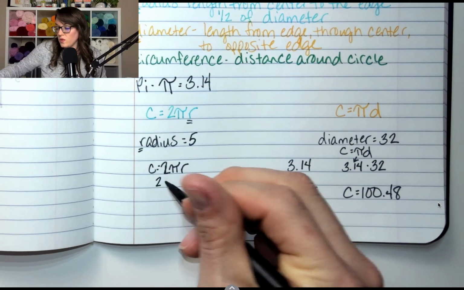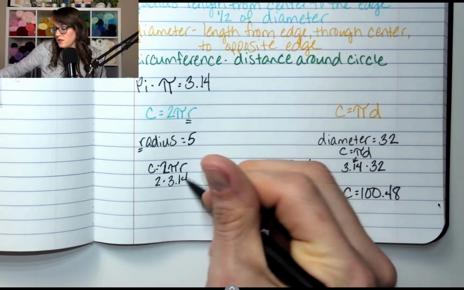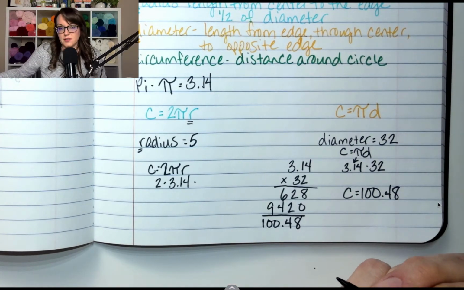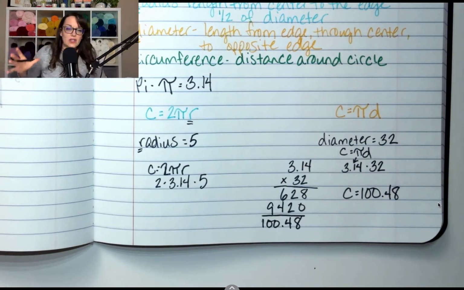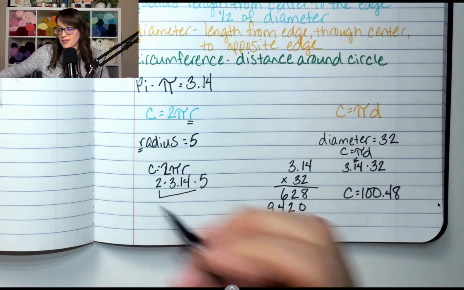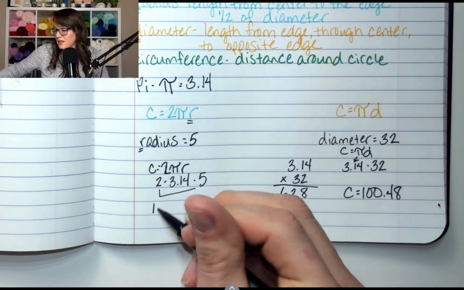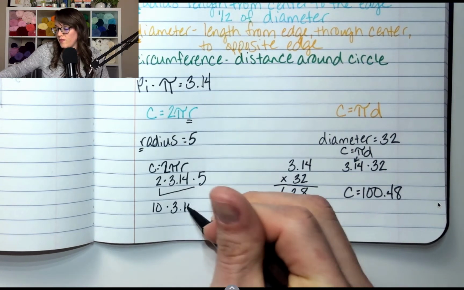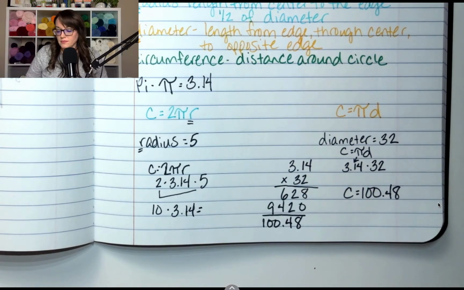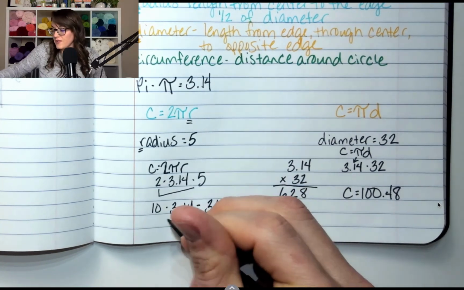So 2, what do I use for pi? 3.14. And what do I put for radius? 5. Now, when I solve these, I like to do the easy multiplication first. And since you can multiply in whatever order you want to, I like to do 2 times 5 first, because those are two whole numbers. 2 times 5 is 10. And then 10 times 3.14. I'll let you work that one out. 31.4.